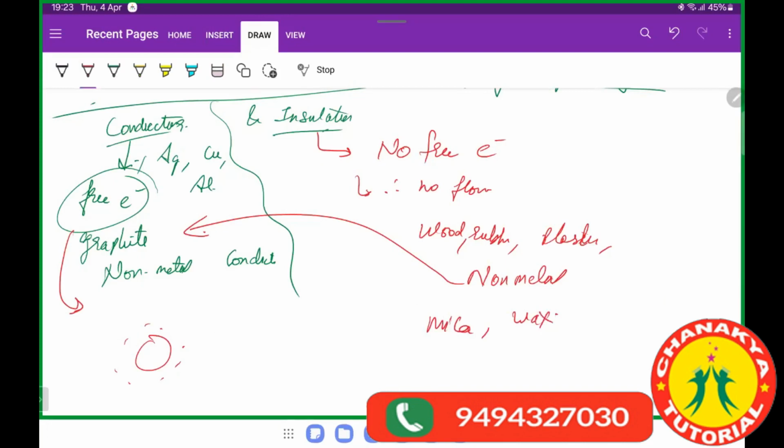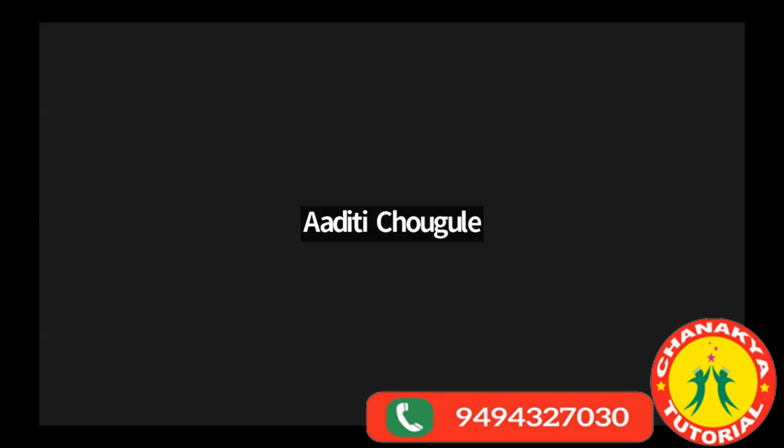Okay. What about air? So dry air is an insulator. Then what about wet air? Basically it would be like water, right?